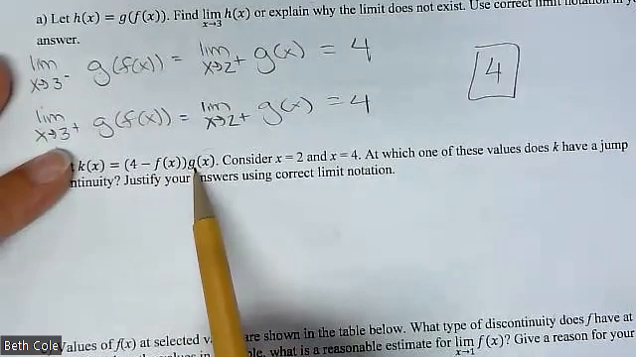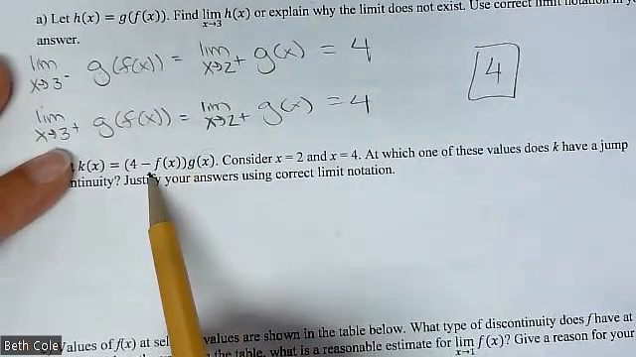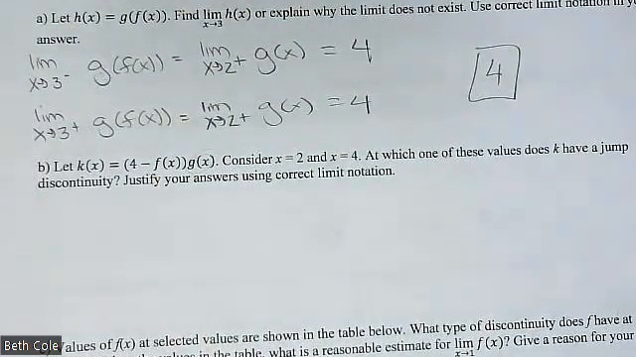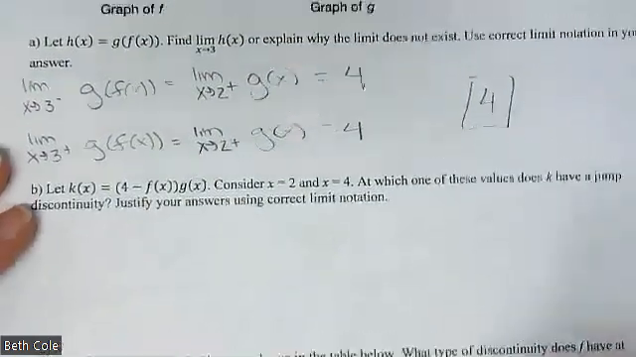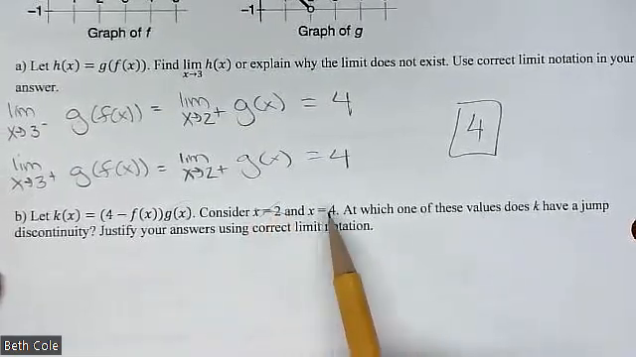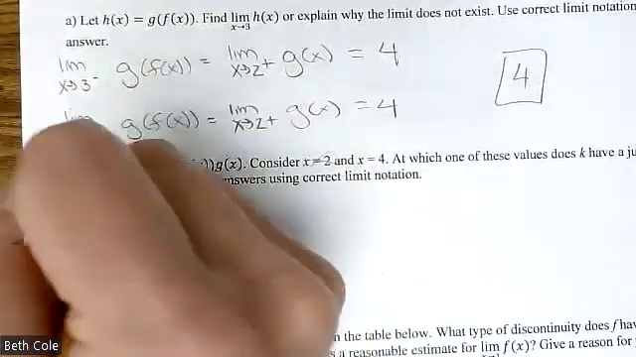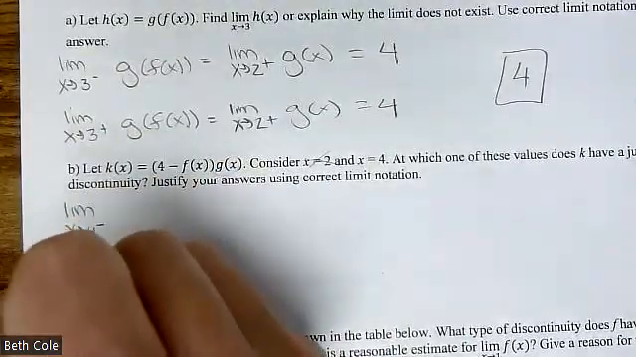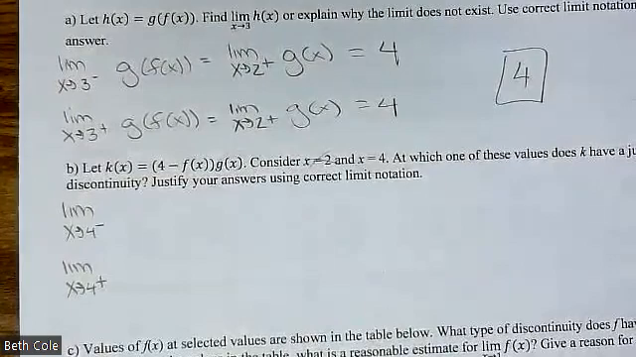Does it matter what g of x is at that point? No, because 0 times anything is 0. And so both sides are going to be 0 and it matches up. There's not going to be a jump. It says at what value is there a jump? So it can't be that one. All right, so we're going to look at 4. So limit as x goes to 4 from the left, limit as x goes to 4 from the right.